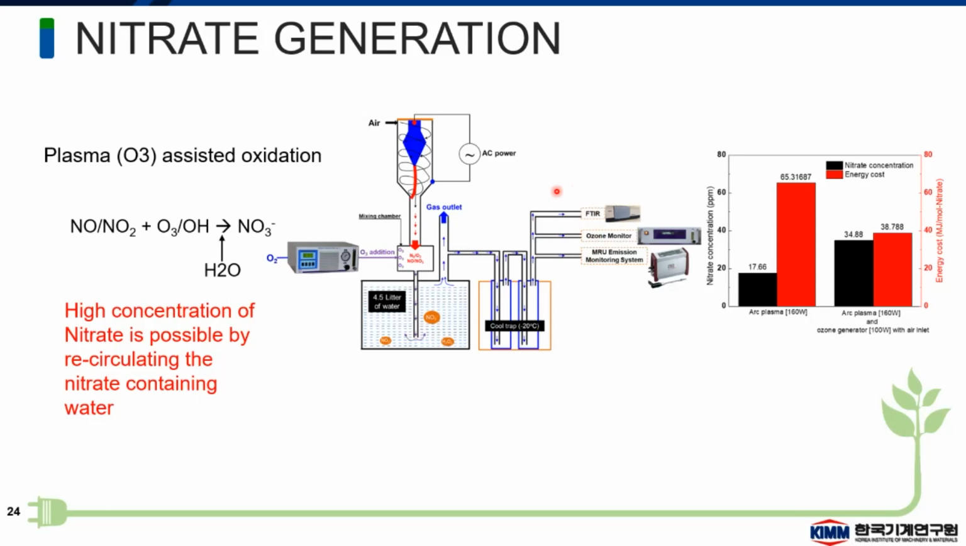To overcome this issue, we introduced DBD discharge to make ozone. That ozone reacts with NOx to form N2O5. That N2O5 is water soluble, and when it dissolves in water, it forms nitrates. And we can see that after introducing the ozone generator, the concentration of nitrates becomes higher and energy cost becomes lower. And the good news was there was no emission of NOx or ozone, which we confirmed from FTIR and the ozone monitor.